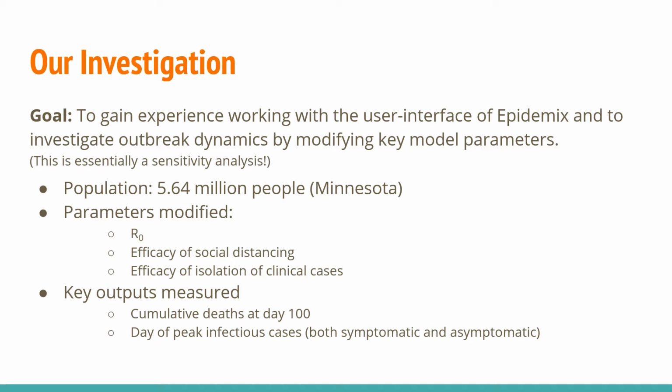So as we modify R naught, the efficacy of social distancing or the efficacy of isolation, what changes? And how do we quantify the changes that we see in the outbreak dynamics? What specific outputs are key that we should watch? In this case, our hypothetical population was 5.64 million people, or the rough population of the state of Minnesota. And we ran a variety of simulations, each 100 days long, and modified some inputs to see what changed.